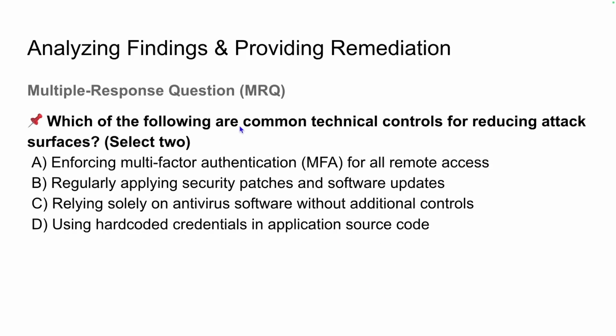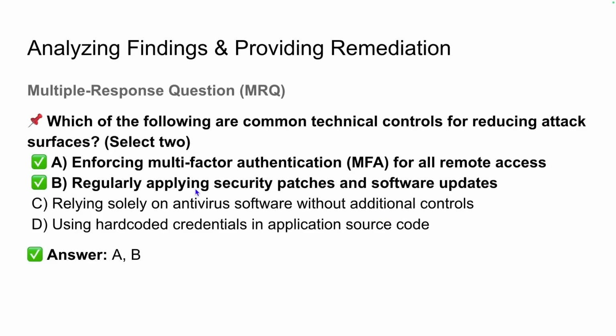Great. Which of the following are common technical controls for reducing attack surfaces? So select 2. So we want to reduce attack surfaces. Enforcing MFA for all remote access, regularly applying security patches and software updates, relying solely on antivirus software without additional controls, using hard-coded credentials in application source code. We already talked about this, so this is actually a really big mistake. So we definitely don't want to use hard-coded credentials. Relying solely on antivirus software without an intrusion detection system or a SIEM or anything like that is also not a good idea. So enforcing multi-factor and regularly applying security patches would be a really good idea.